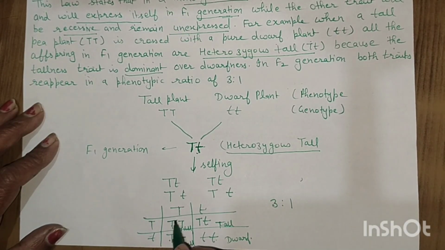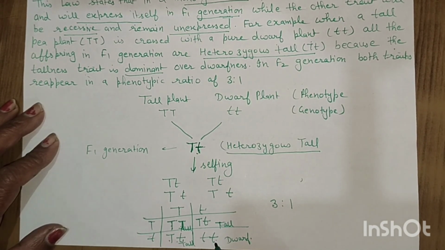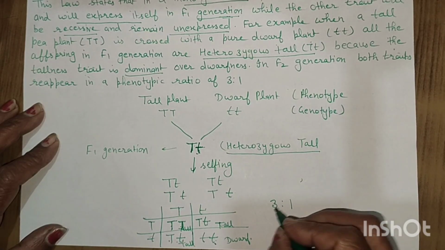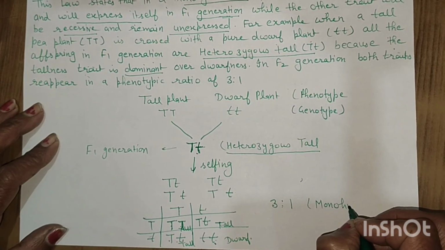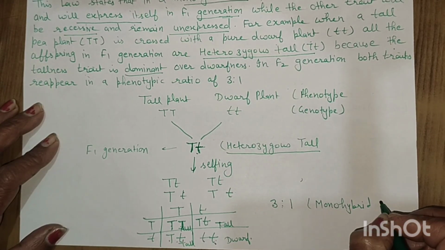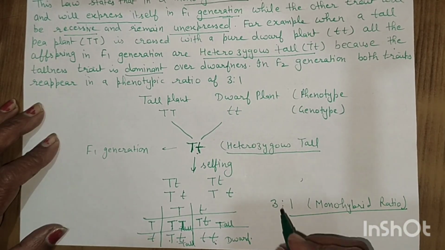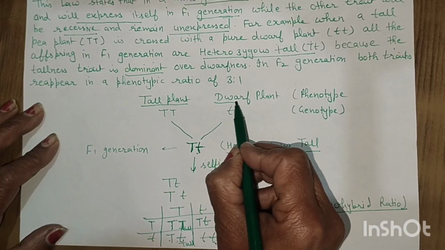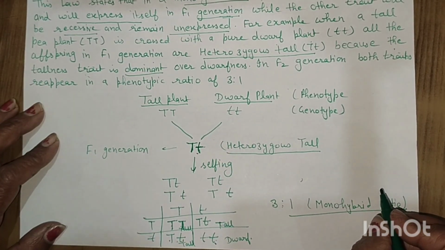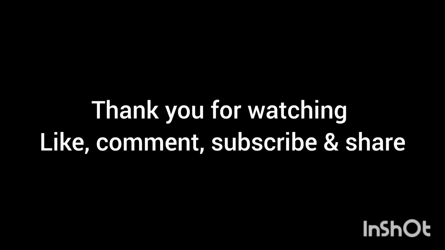Out of the three, one is homozygous tall and two are heterozygous tall, and one is homozygous dwarf. Then this 3:1 ratio is called the monohybrid ratio, because it is based on only one character, that is the height, tall or dwarf plant. This is called the law of dominance. Thank you.